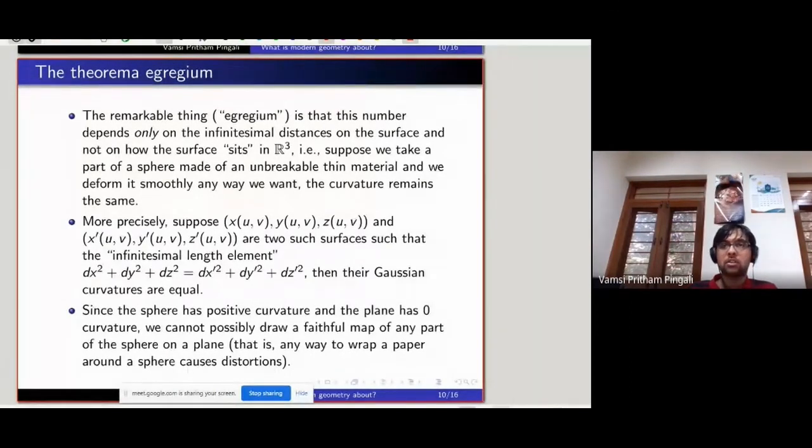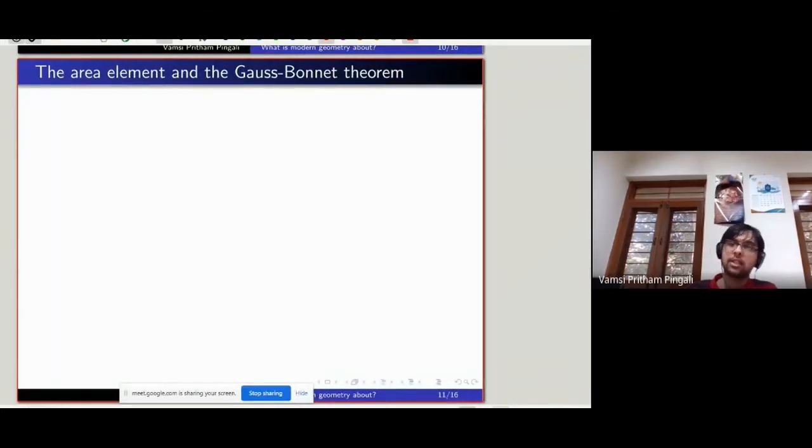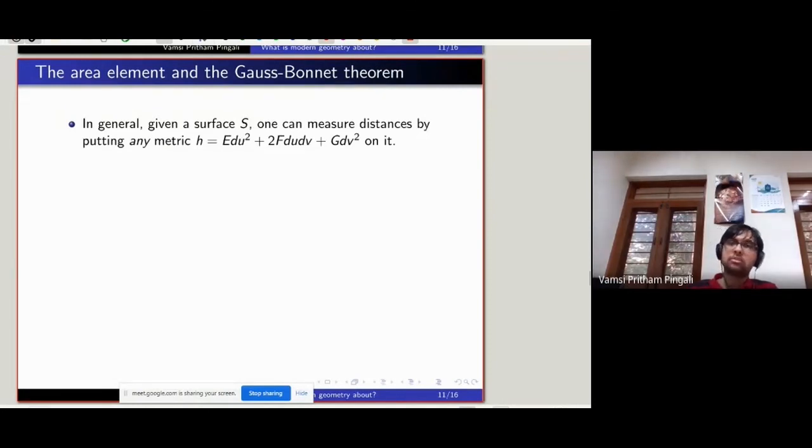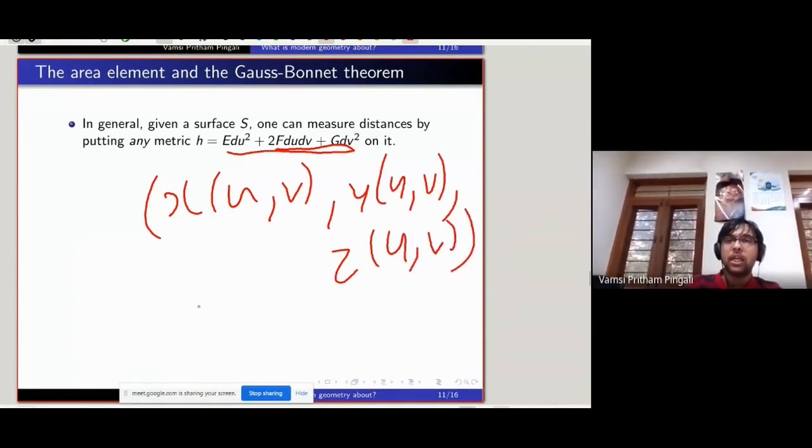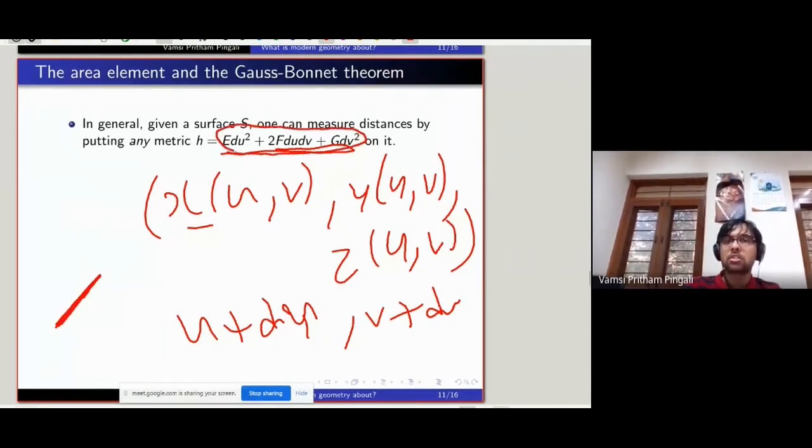Let me just wrap this up with this slide. So in general, given a surface, one can measure distances by putting any way of measuring distances like this. In other words, what is a surface? A surface is simply x, y, and z parameterized by two numbers. If I change these numbers a little bit, x, y, and z change a little bit, so you get a tiny little line. Its length squared is going to be given by this sort of a formula.